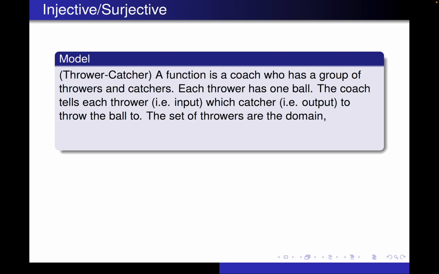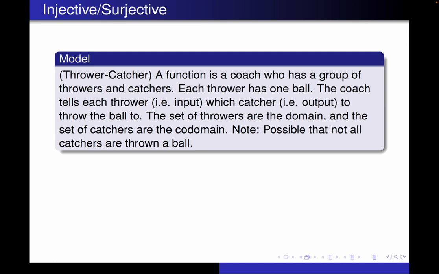As you may have figured out already, the set of throwers collectively are the domain of our function. The set of catchers are the codomain. And I should note that it is possible that not all catchers have been thrown a ball, just as in any other codomain. It is also possible that you have a catcher who has been thrown more than one ball. So good luck to them catching all those balls.